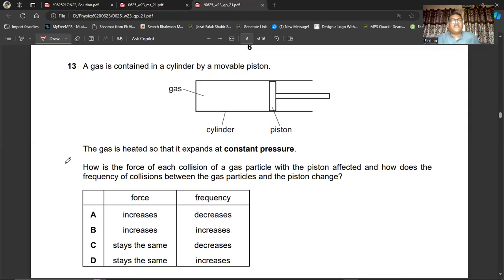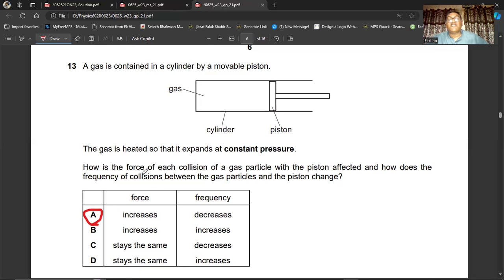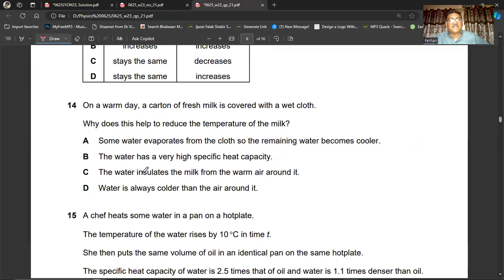So it's a very tricky question. The force exerted by the particles will increase and the frequency of their collision with the walls of the container will decrease. So I think A is the choice. This is, I think, question 13, A is the right choice. It's a very, very tricky question.